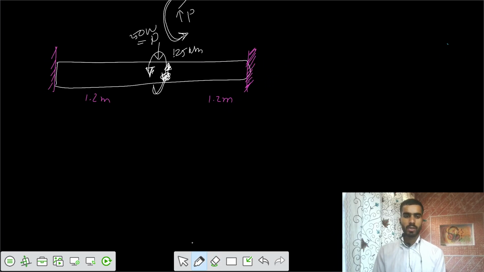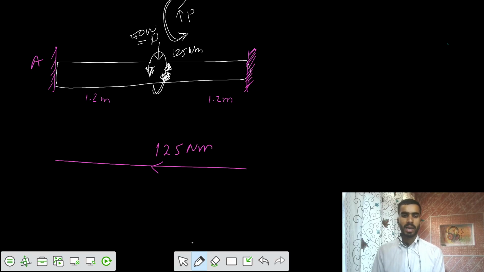Let's calculate for the twisting moment. A clockwise moment means the thumb points towards the support A. So this is your support A. I would say this is your value of 125 Newton meter. And by symmetry, can you say this would be 62.5, and this also would be 62.5?